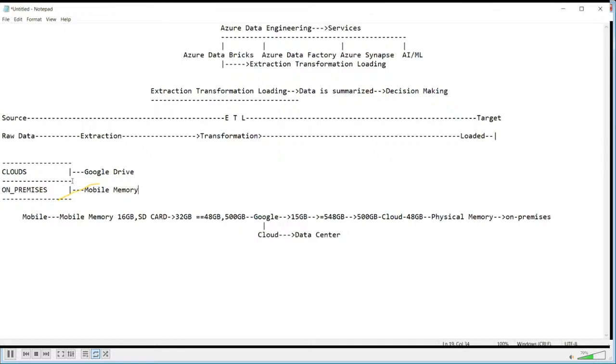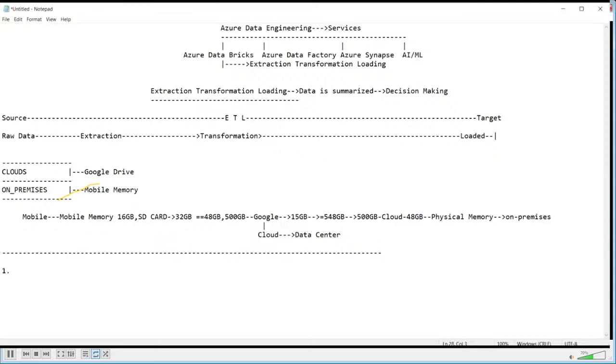So now, as individuals, we still want to move data from the physical memory to Google Drive memory. In the same way, many corporates are now planning or moving from physical data to cloud data. For that, many cloud providers have come out to provide the support. The following are the cloud providers we have.